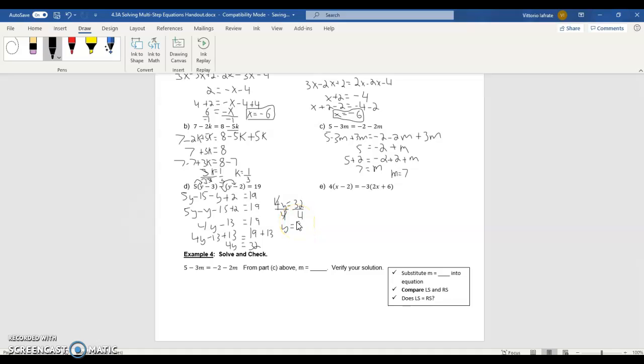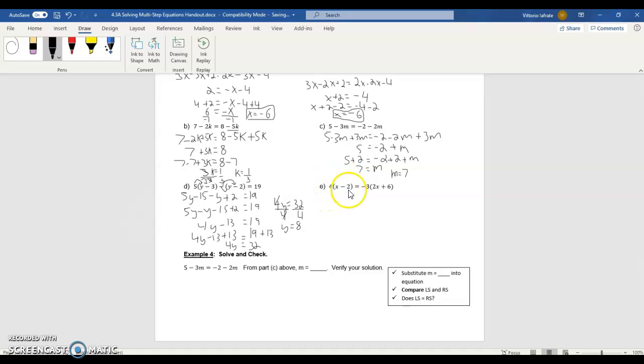You can retry this process. In this case, we didn't have variables on both sides, so it doesn't really matter. The difference between this problem and other problems is that we had to use our distributive property in order to solve for y. For question E, we have to use distributive property, and we also have variables on both sides. So let's carry that one through.